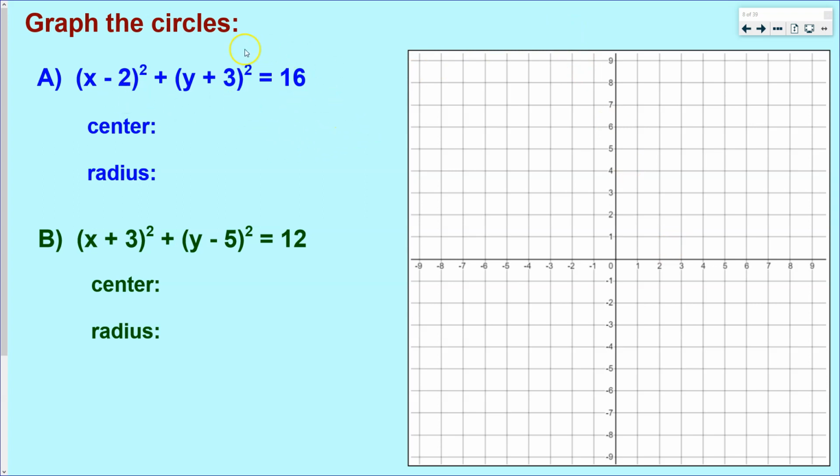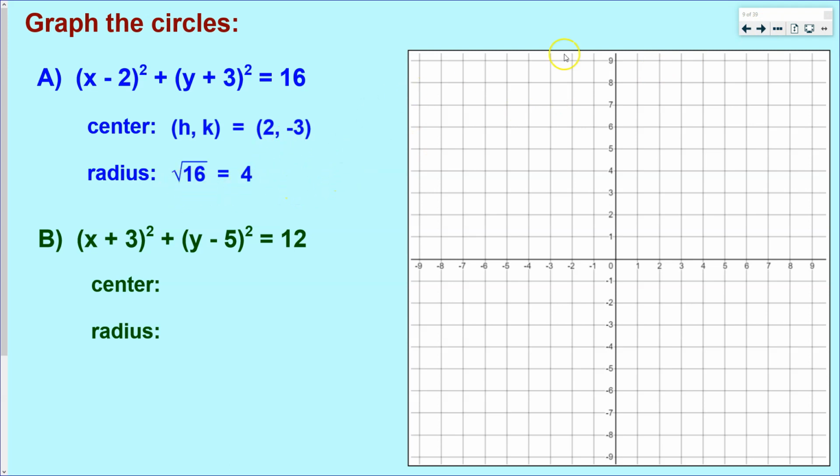So if you look at the first equation, we're going to do this one in blue. We've got an h value of 2 and a k value of -3. So this is going to be shifted to the right 2 units and down 3 units. So if we move our center there, we're over 2 to the right and down 3. And our radius is going to be the square root of that number right there. So our center is at 2, -3, and our radius is 4.